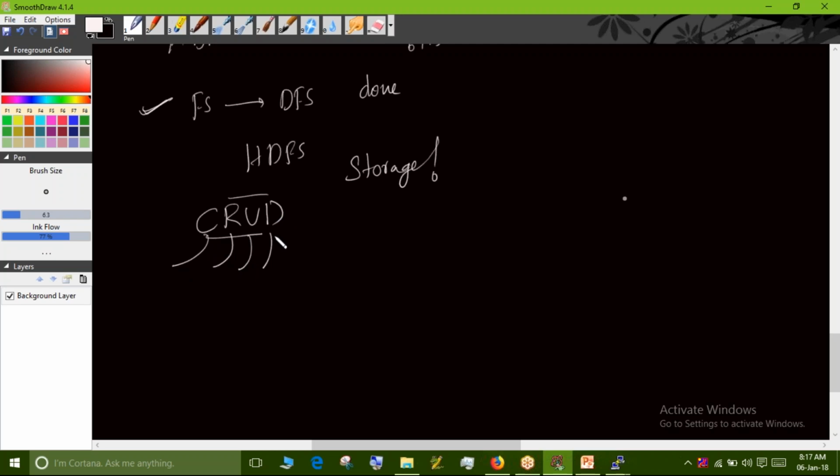Tell me. Either we can create or retrieve, or the existing one we update, or the existing one we delete. That's it. We create a file, we retrieve whenever we want, we add something to that, we delete something from that, and we delete the total file or directory itself. We don't have any operations beyond this.